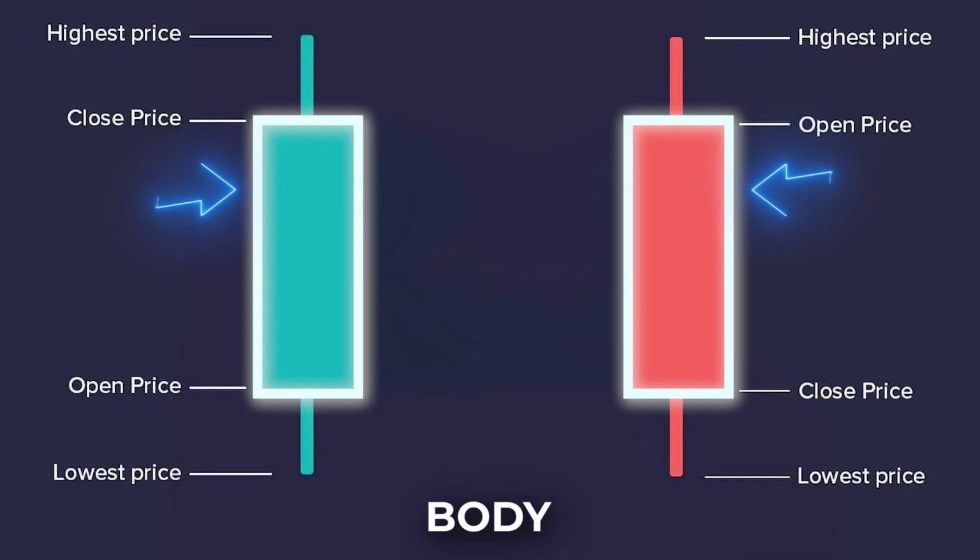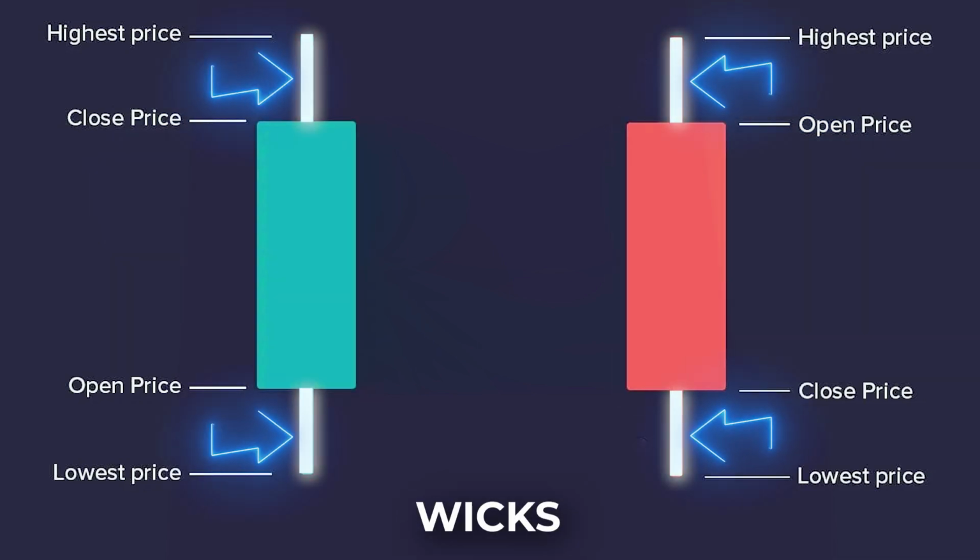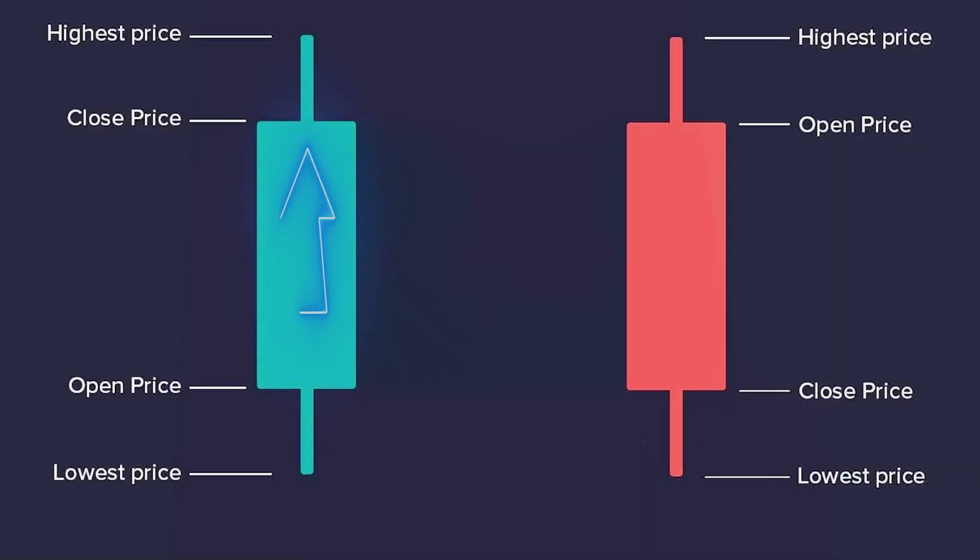Now let's break down the anatomy of the candlestick. The body is the rectangular part of the candlestick, which represents the price range between the opening and closing prices during that time period. The wicks are the thin lines above and below the body, which indicate the highest and lowest prices reached during that time period. As for the color, if the price closed higher than it opened, the candlestick would typically be green. Alternatively, if the price closed lower than it opened, the candlestick would typically be red.